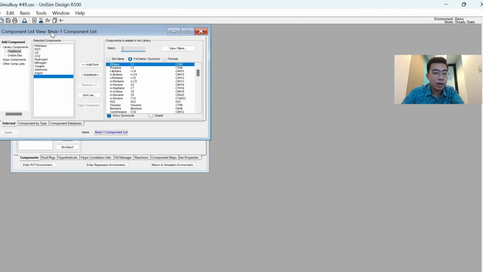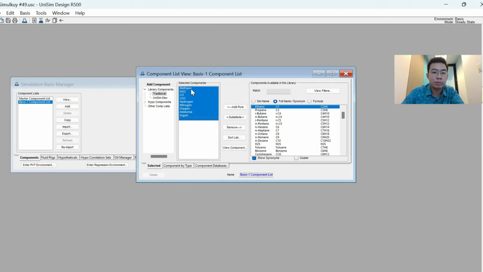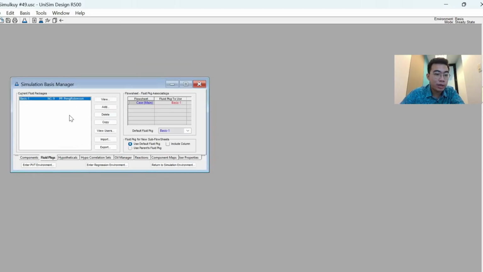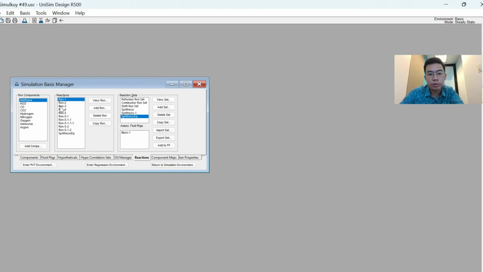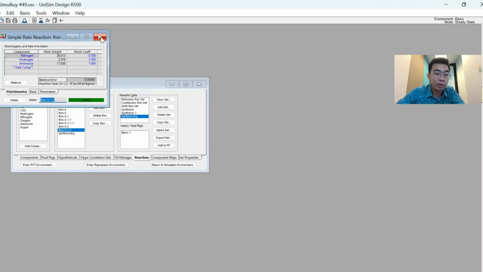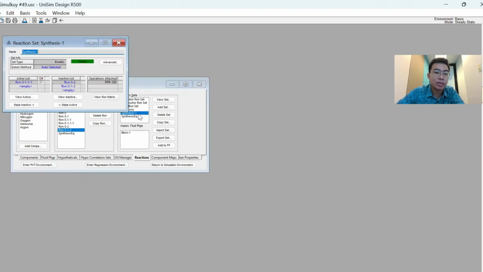Here I have some components such as methane, H2O, CO, CO2, H2, N2, O2, ammonia, and argon. For the fluid package, I'm using the classic Peng-Robinson without any change. For the reaction set, we don't use all of these because I cropped it from the complete simulation, so there are a lot of reaction sets, but actually what we will use is only one kinetic and one equilibrium reaction.